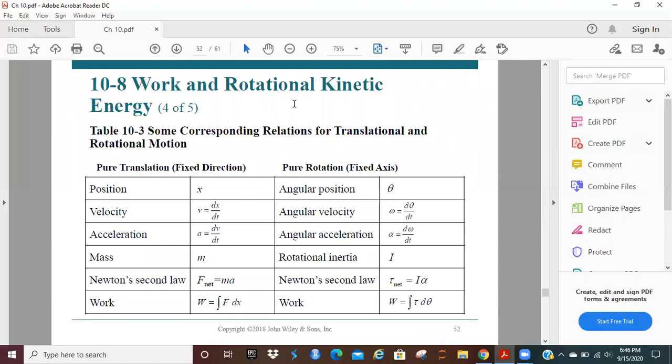So again, we have a table here which is going to show the differences between a purely translational and a purely rotational description. X corresponds to theta. The velocity is going to correspond to omega, which is your angular velocity. Acceleration corresponds to angular acceleration. Mass and rotational inertia are going to be equivalent concepts. Then Newton's second law, and then the definition of work.